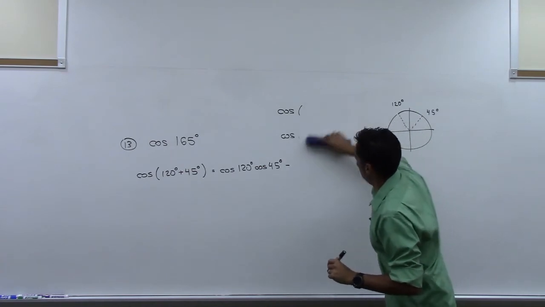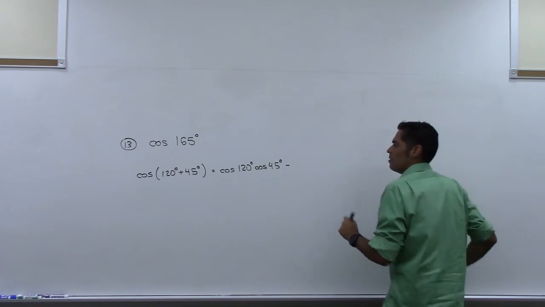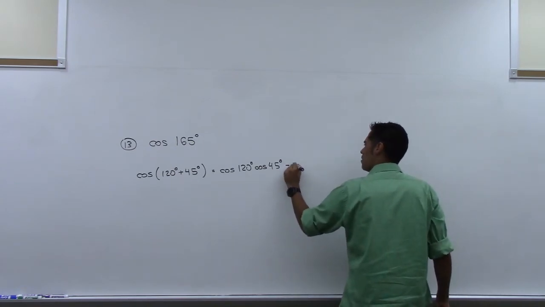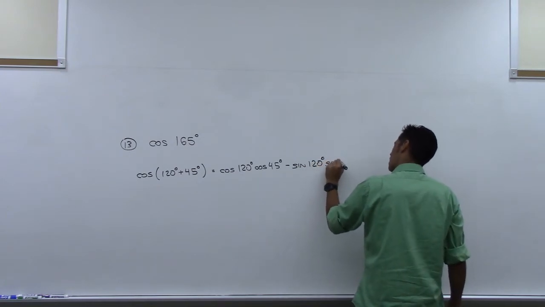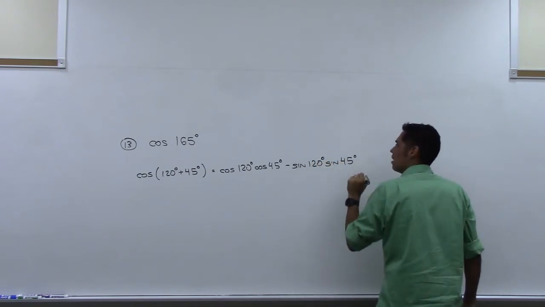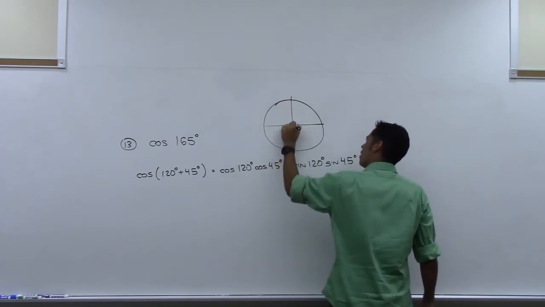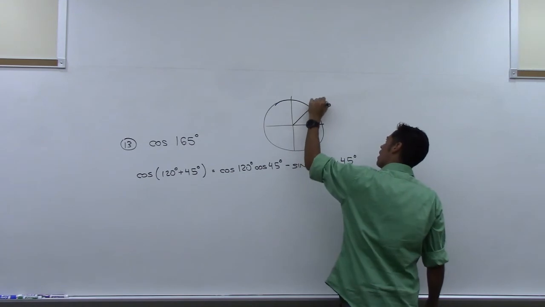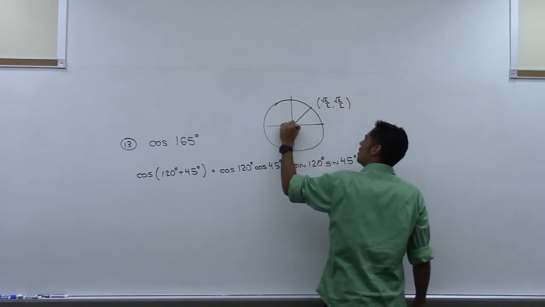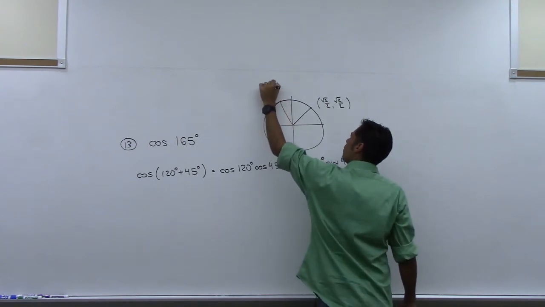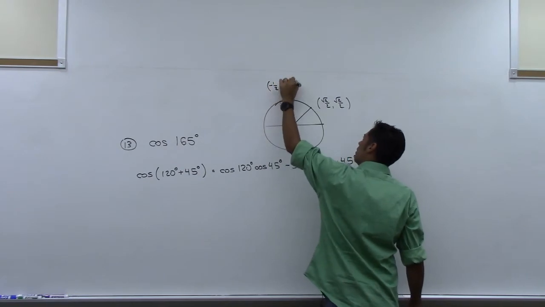So I'm not going to write the formulas up here because you have those from class. So cosine, cosine, and then minus, we're going to do sine, sine. So sine 120 and sine of 45 degrees. All right, so yeah, I guess I need that unit circle again. So at this angle, 45 degrees, we've got root 2 over 2, root 2 over 2. And then up here, we've got negative 1/2 and root 3 over 2.